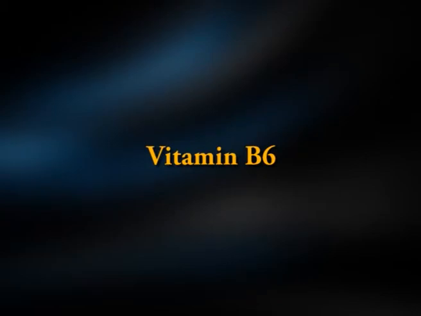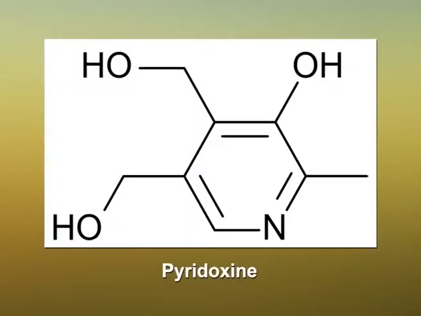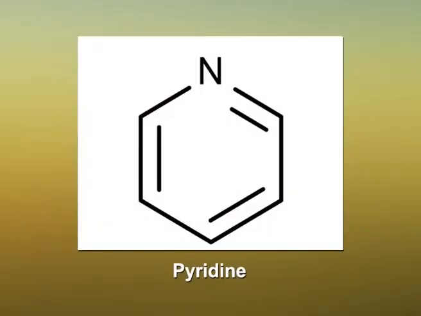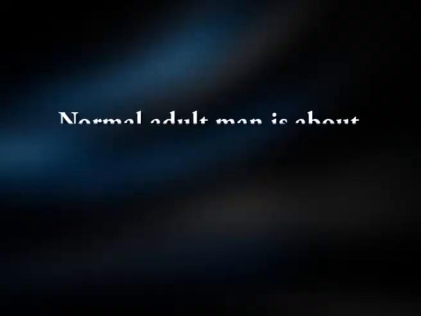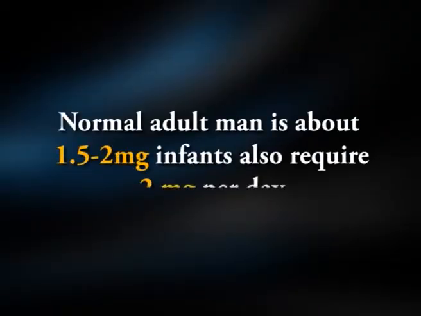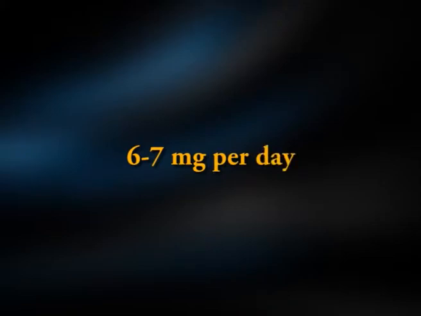Vitamin B6. It is also known as pyridoxine, which is a primary alcohol. It is the generic name officially given to a group of naturally occurring derivatives of pyridine. They differ from each other in the structure of a functional group attached to the fourth carbon in the pyridine ring. The daily requirement of a normal adult man is about 1.5 to 2 milligrams. Infants also require 2 milligrams per day. Pregnant women require about 6 to 7 milligrams per day.